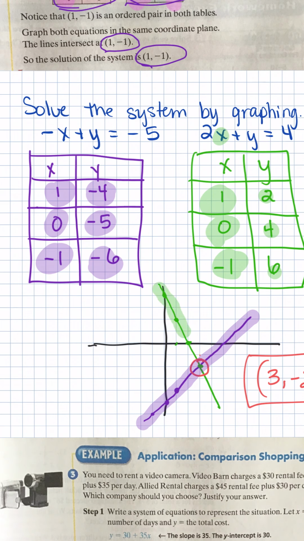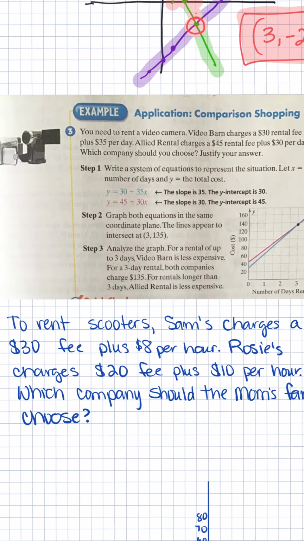When I created the two lines, I saw that it crossed right here. It's where we have the 2 points, and therefore it was over 1, 2, 3, and then down 1, 2. So that is how I got 3, -2. Okay, moving on.